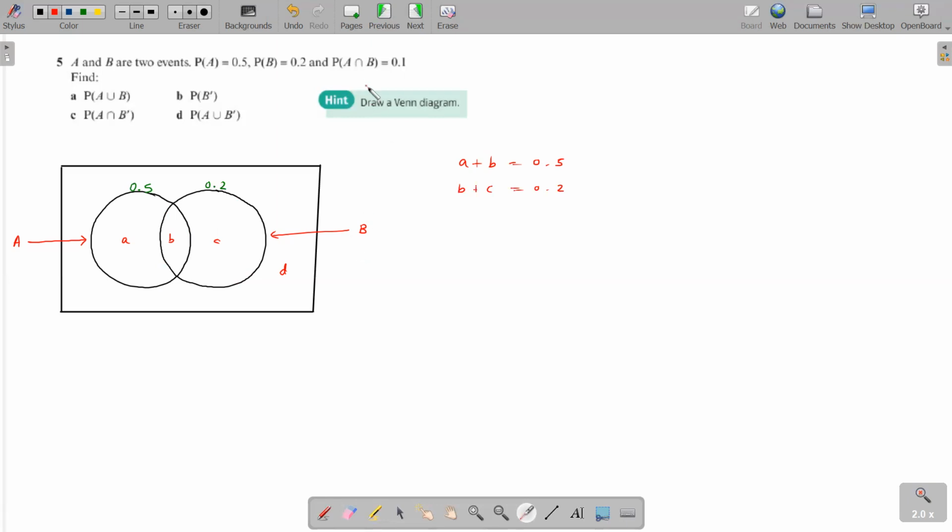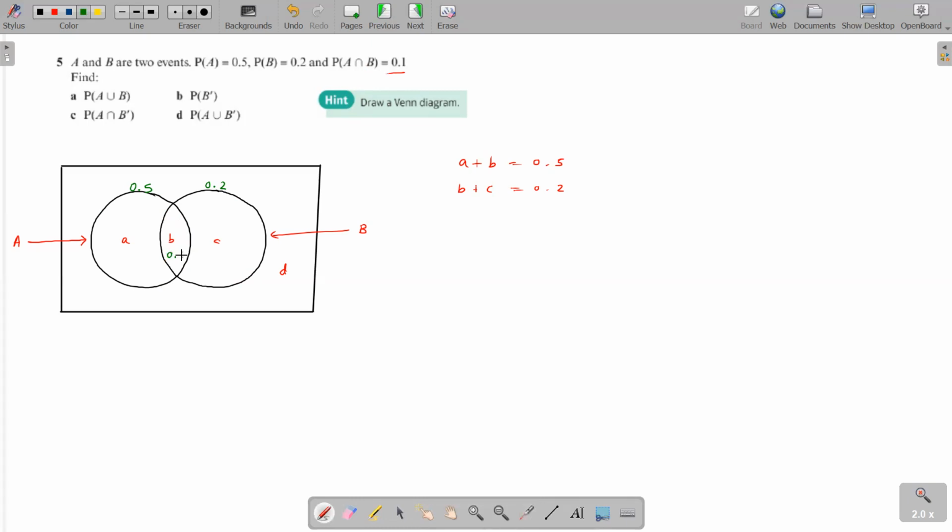And the last one, probability A intersection B is 0.1. So what's A intersection B? At this point, we know what's A intersection B, right? A intersection B means the region that's common to circle A and circle B. So what's common to both circles A and B? The part that's common to both circles A and B is this region, simple B. Can you guys see? So that is 0.1. So mark that probability as 0.1.